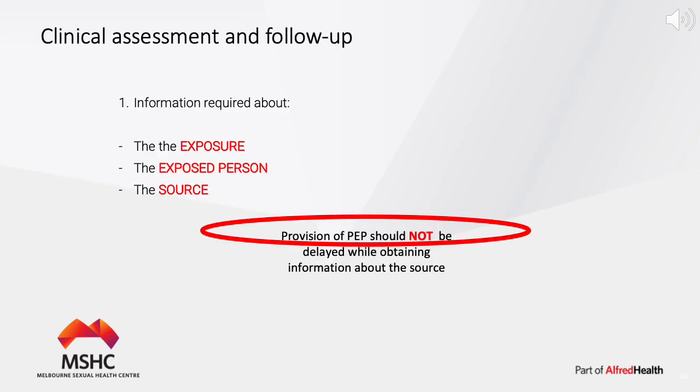Okay, but basically, we should actually provide the PEP early, within 72 hours, because we must not delay it while obtaining information about the source. If we don't know anything about the source, but this patient is in your office within 72 hours, you've got to actually prescribe the PEP. So you look at the exposure, that means insertive anal sex or receptive anal sex. The exposed person, are they already HIV positive, or what is their risk? And then the source. But don't wait for information about the source before starting treatment.